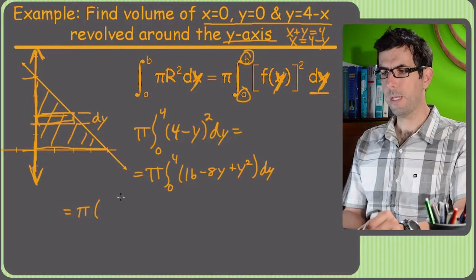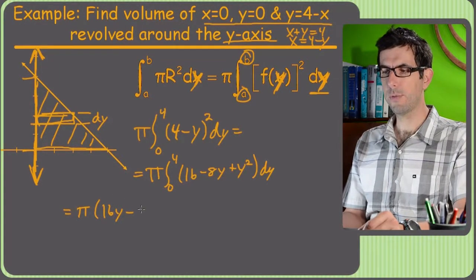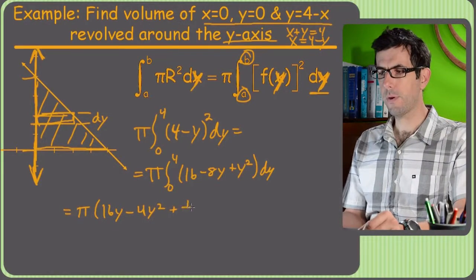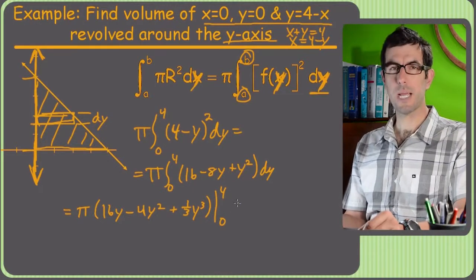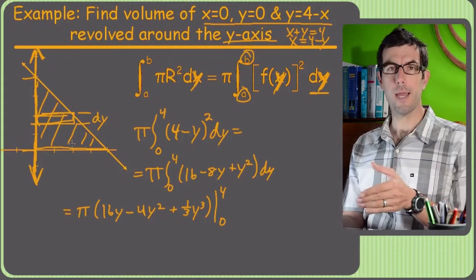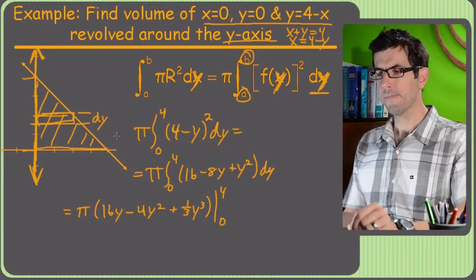So I got 16y minus 8y squared over 2, which is 4y squared, plus 1/3 y cubed, and that is from 0 to 4. So it ends up actually looking just like the integral we had in the x direction, and that's because this particular region, you know, it's as tall as it is wide. It's an isosceles triangle.